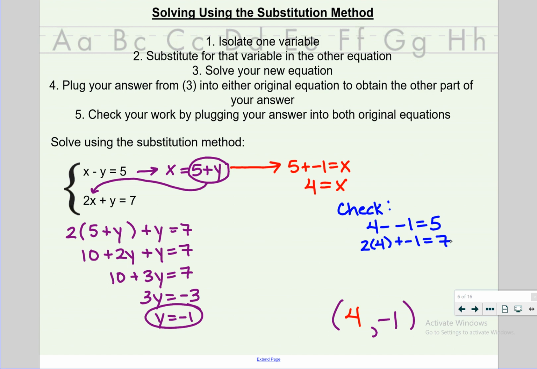Does 4 minus negative 1 equal 5? Yes, it checks. Does 2 times 4 plus negative 1 give me 7? Yes, it checks. So that's all you have to do to check your answers. Just plug them back in, make sure they both work. Okay. Any questions on substitution?